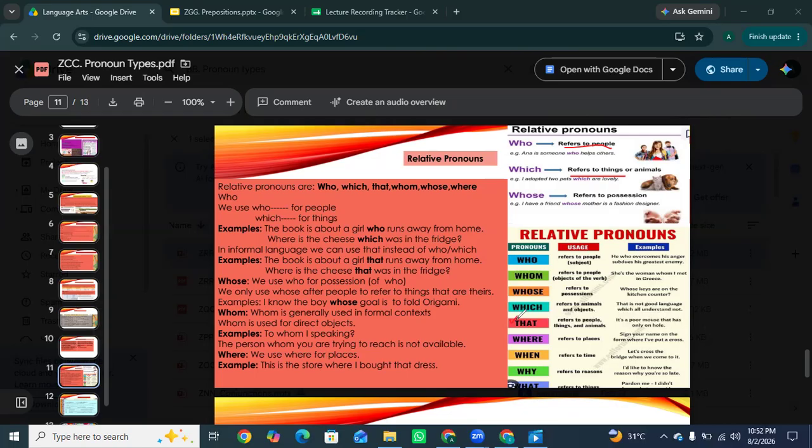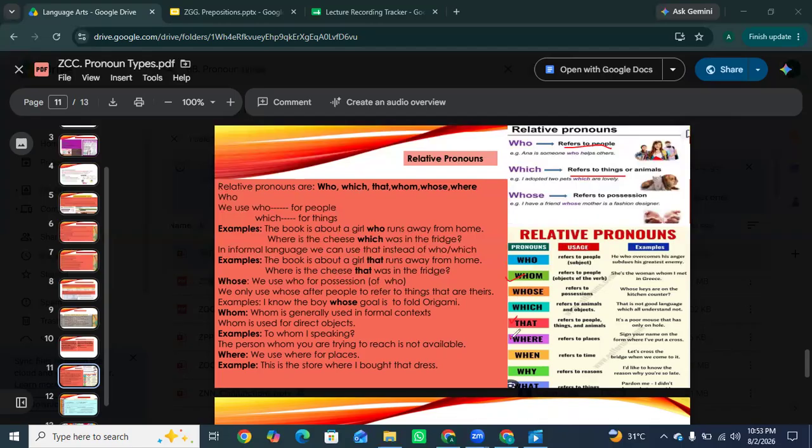So the next one is whom. Okay, whom is used when referring to people, but specifically as an object of a verb or preposition, rather than the main subject. It is mostly used in formal writing or speaking, like: to whom am I speaking? The person whom you are trying to reach is not available. Okay, so you are the subject doing the reaching, and the person is the object receiving the action.